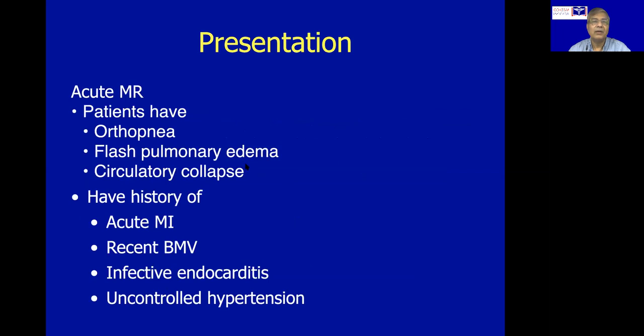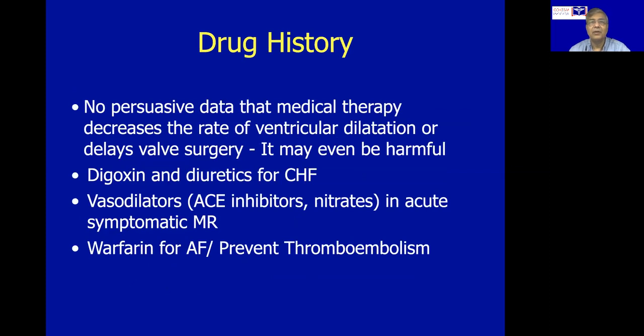In acute MR, patients have orthopnea, flash pulmonary edema, and circulatory failure, and have a history of acute MI, recent balloon mitral valvotomy, infective endocarditis, and uncontrolled hypertension. Drug history is very important to take.